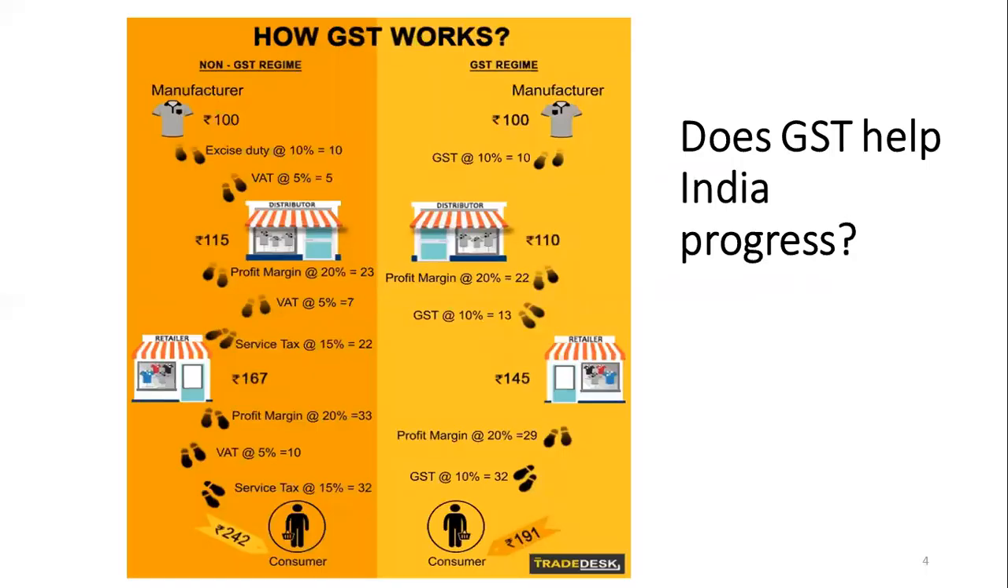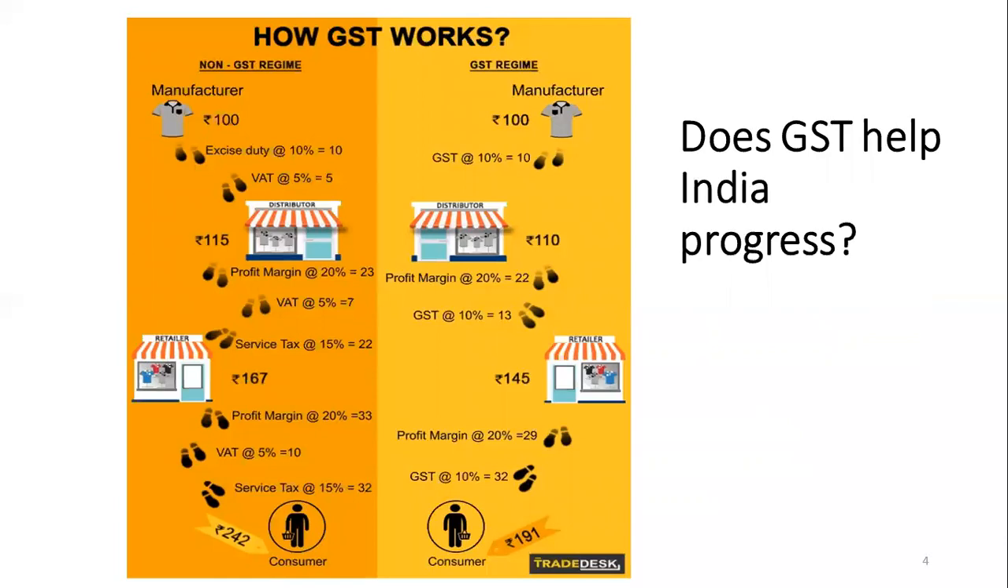Now from this screen, we can see the difference between the non-GST scenario, meaning the previous VAT, excise and service tax scenario, and the GST scenario. Look at the left side. Suppose a manufacturer manufactures a product for rupees 100, and sells it to the distributor. After manufacturing, there was excise duty. Suppose the excise duty is 10%, that is rupees 10, and because he is selling the product, it comes under the VAT regime, so suppose VAT is 5%. So 100 plus 10 plus 5 is 115, the selling price of the manufacturer and the cost price of the distributor.